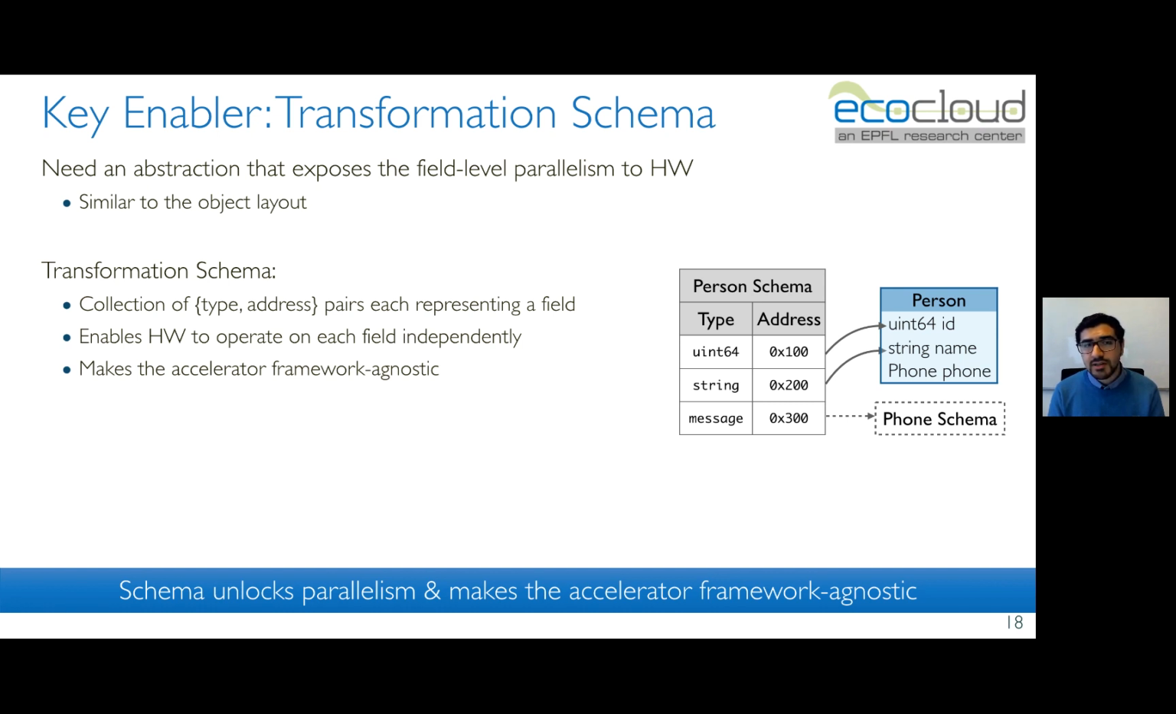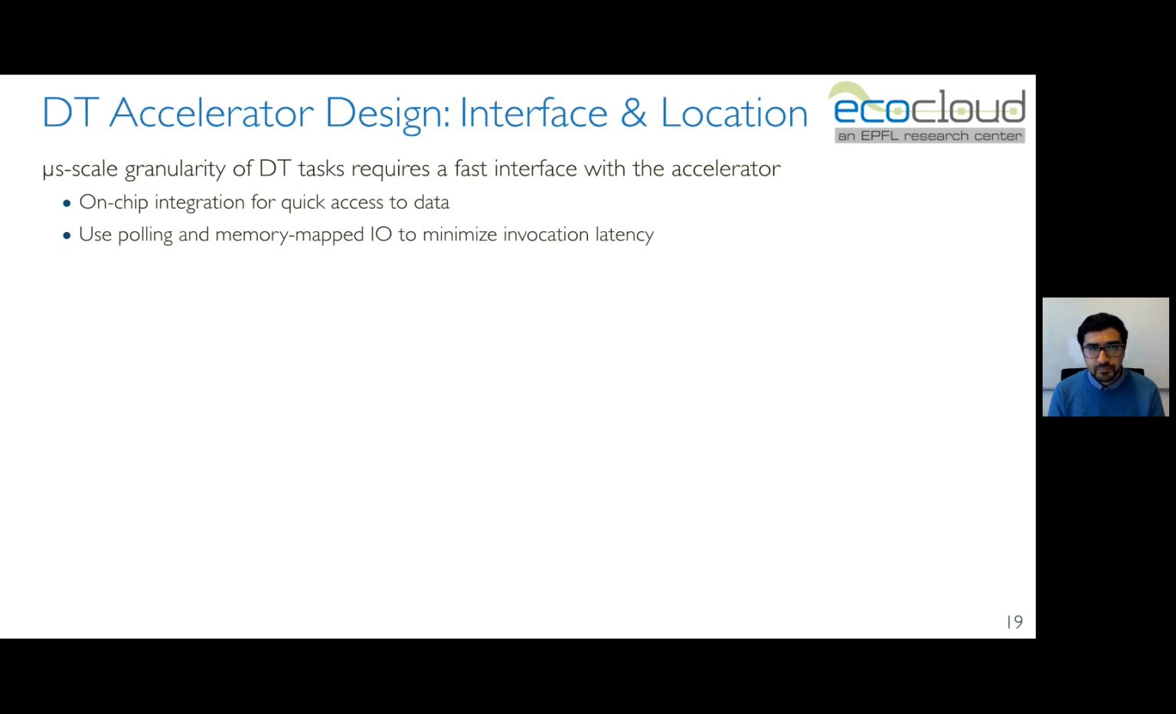Parsing this schema, the accelerator will know what it has to do and where to get the data from. So the schema unlocks the field level parallelism and makes the accelerator framework agnostic. Now that we have the schema, we need to talk about the design of the DT Accelerator, or DTA. We start with its location and interface.